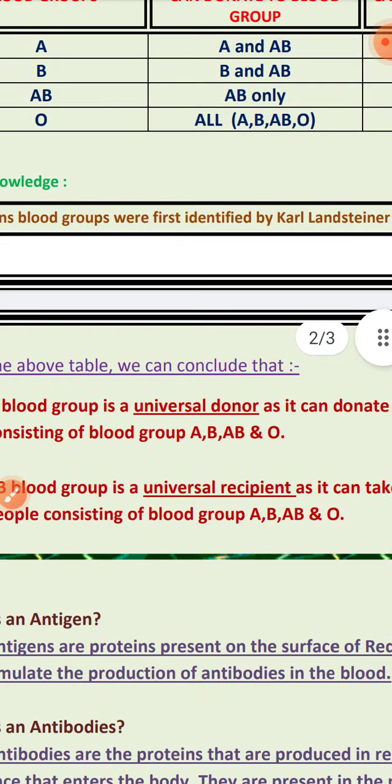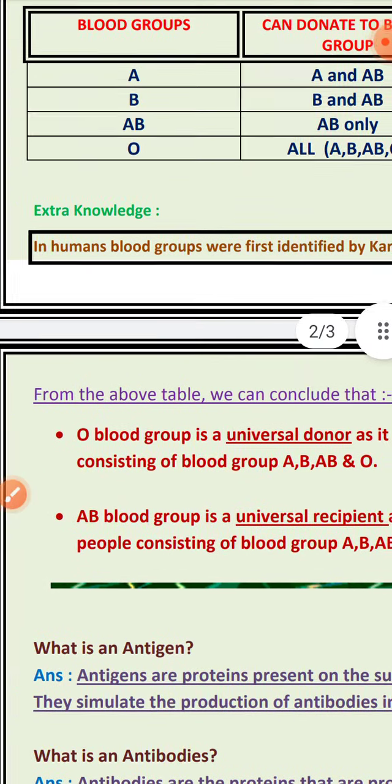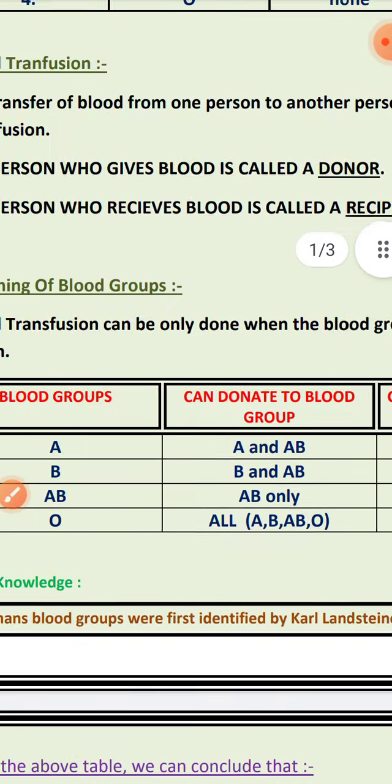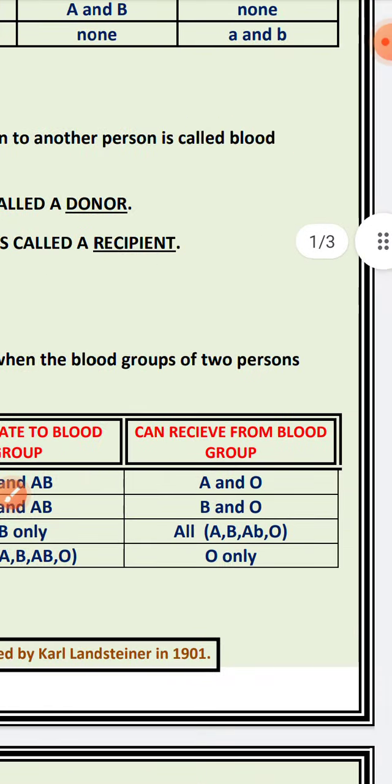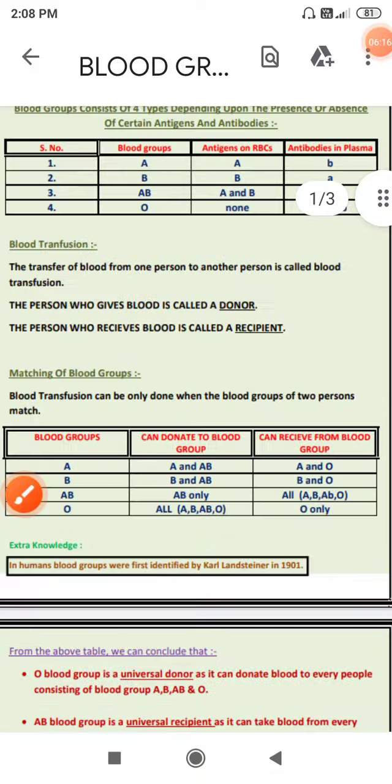And blood group AB is a universal recipient, as it can take blood from every person consisting of blood group A, B, AB and O. See, blood group AB can receive blood from all the blood groups over here: A, B, AB and O.